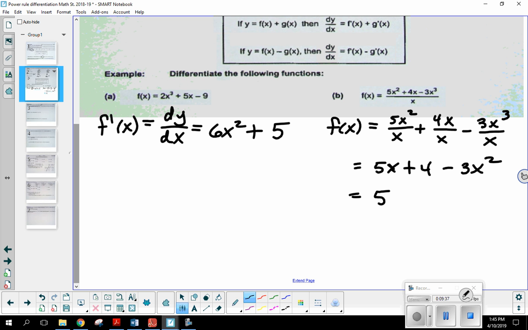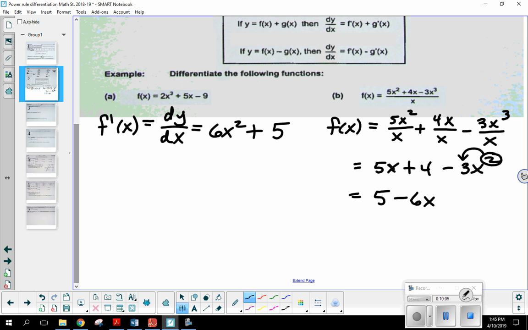Close. It is negative. Now we're going to take the power and we multiply it by the coefficient. So negative 6x. And then from that one, there we go. We subtract 1 from whatever my power was. There we go. So that would be the derivative. Questions?